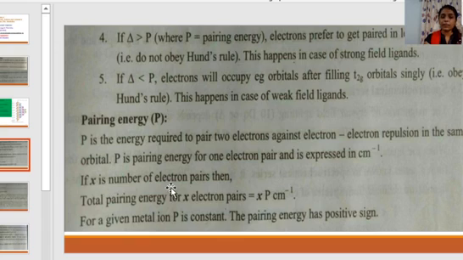If X is the number of electron pairs present, the total pairing energy will be equal to X times P per centimeter. For a given metal ion, P is constant. P is a constant for any given metal, and the pairing energy always has a positive sign.